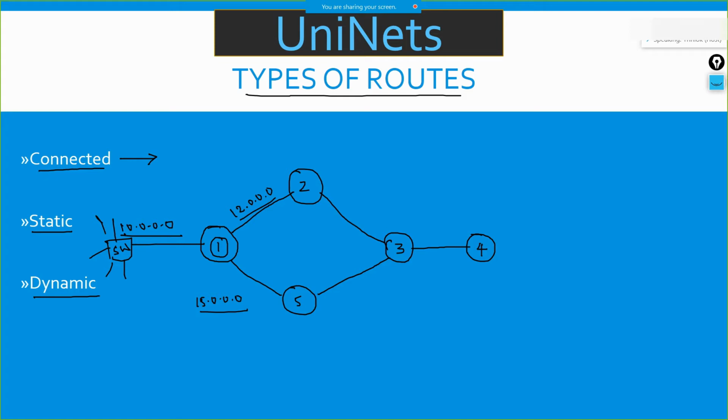So what are directly connected networks? Those are directly connected where the interfaces of this router are having the IP of these networks. My interface F0/0 has IP from 10.10 network. My F0/1 has IP from 12 network. My F1/0 has IP from 15 network. So now these all three are directly connected to me.